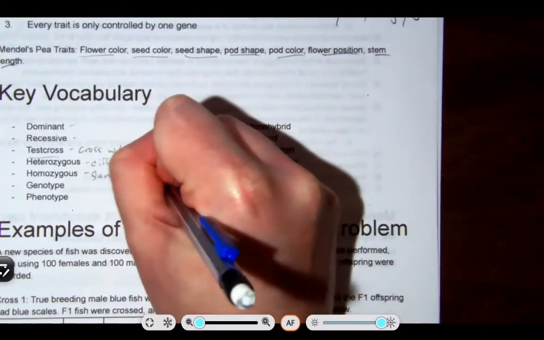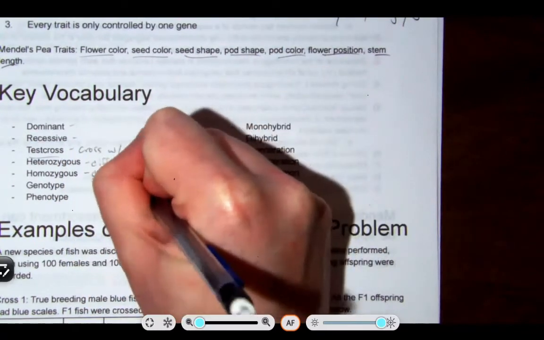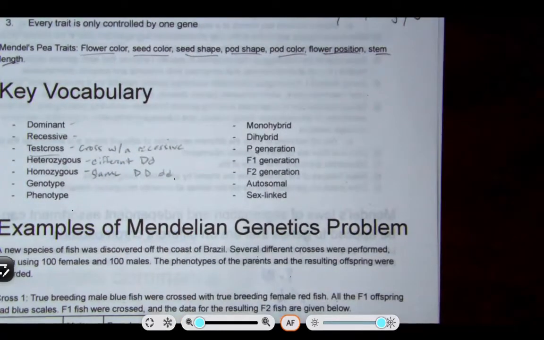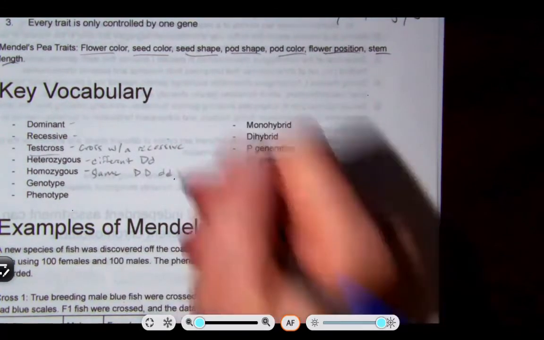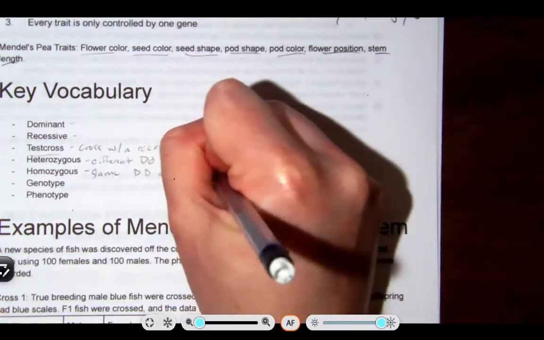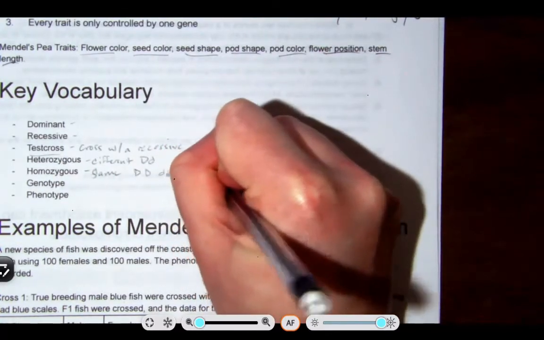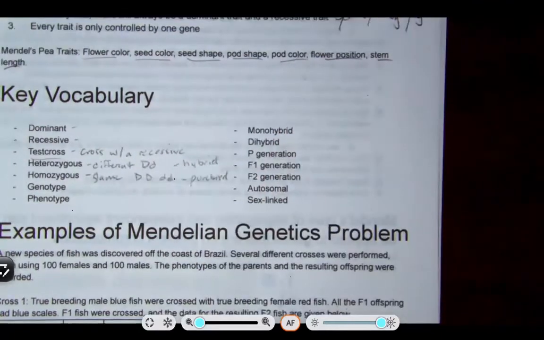Heterozygous would be like big D, little d, or homozygous would be big D, big D, or little d, little d. The other words to be aware of with this are hybrid and purebred. Sometimes those words show up too.